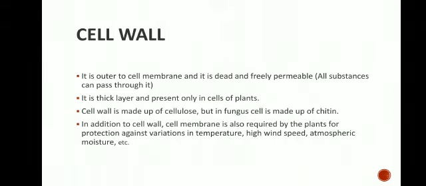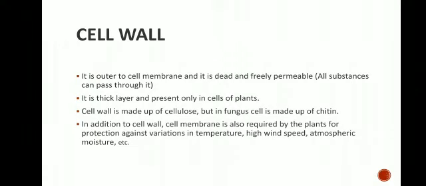Now let's discuss the cell wall. It is outside the cell membrane and it is a dead and freely permeable membrane. That means that all substances can pass through it. It is a thick layer and present only in the cells of plants. The cell wall is made up of cellulose, but in fungus cells, it is made up of chitin.